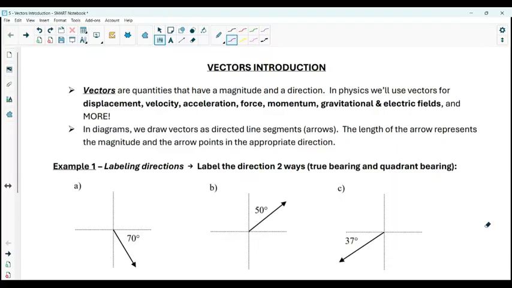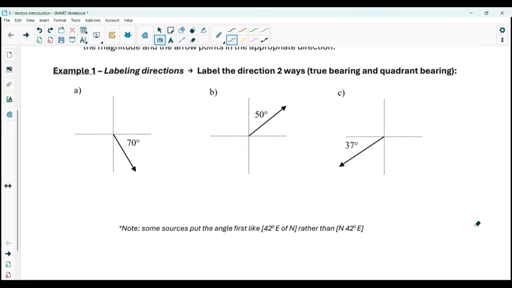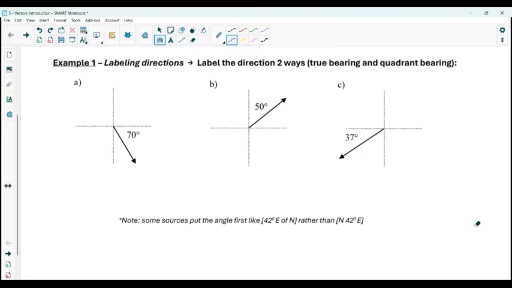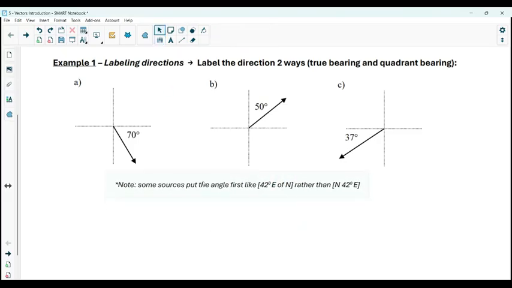Now, I've had you watch a video describing these, and so hopefully you've checked that out. And I've said here, let's label the directions two ways: a true bearing and a quadrant bearing. Now, I'll also mention there is another way that's mentioned. It says, note some sources put the angle first, like 42 degrees east of north. You'll find this in textbooks that are a little bit older.